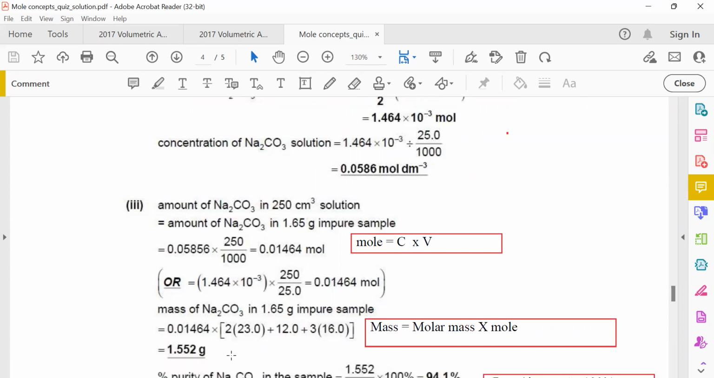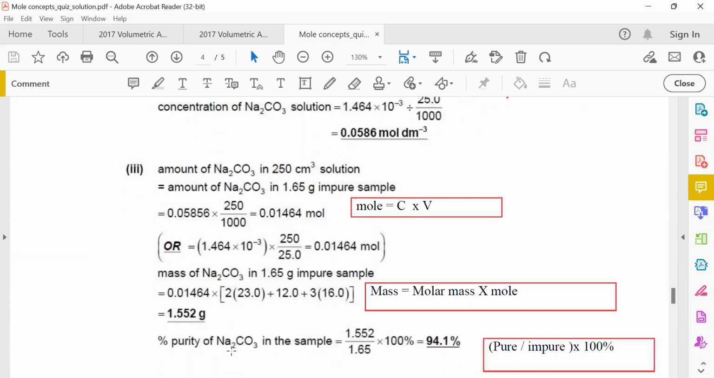and you get a mass of 1.552. And to calculate the percentage purity, what you can do is you take the pure mass of sodium carbonate. Now you divide by the mass of sodium carbonate, which is the impure, and you multiply by 100%, you get the percentage purity.